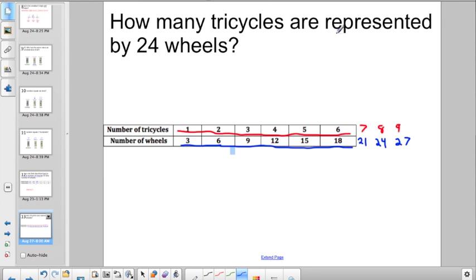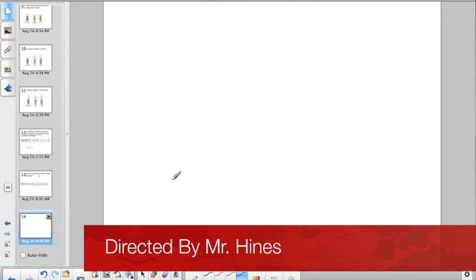How many tricycles are represented by 24 wheels? Well, 8. 8 tricycles if you have 24 wheels. Let's keep moving on. If you didn't understand that, you better hit rewind, correct? Okay, so that's all I have to share with you today. You might want a piece of scratch paper for your Socrative quiz.